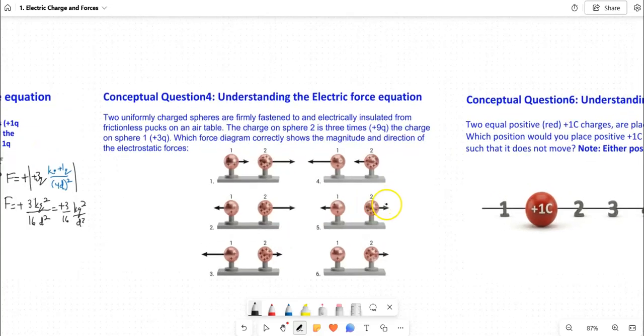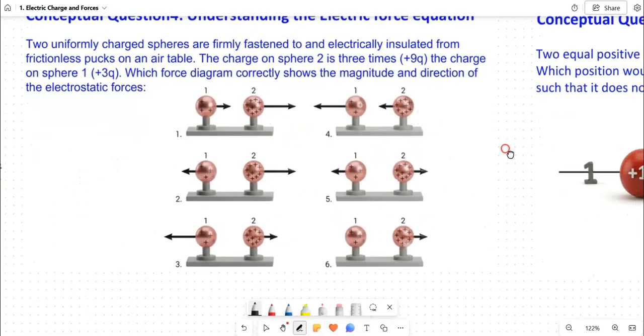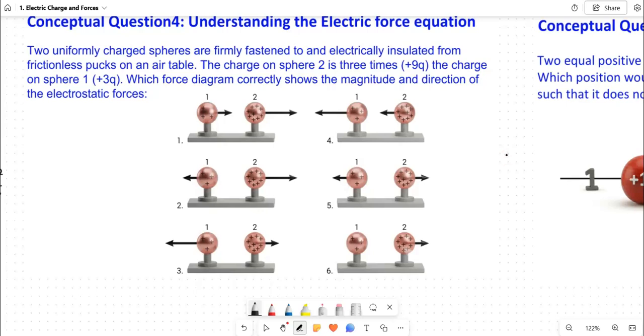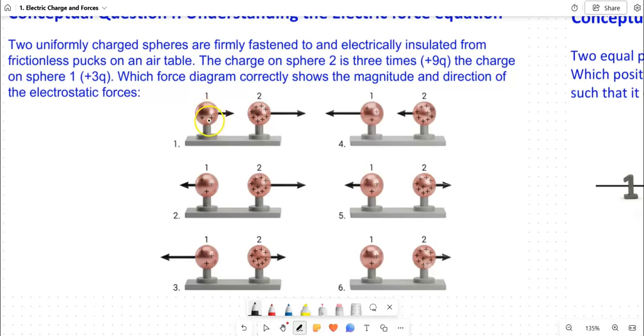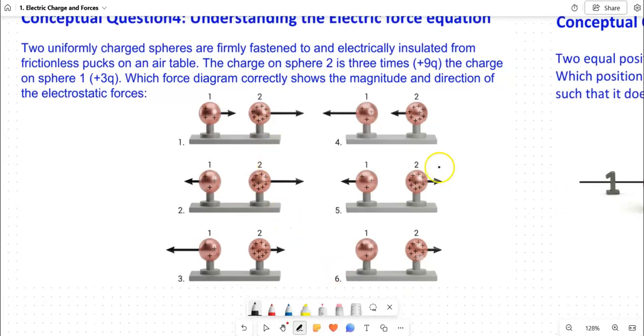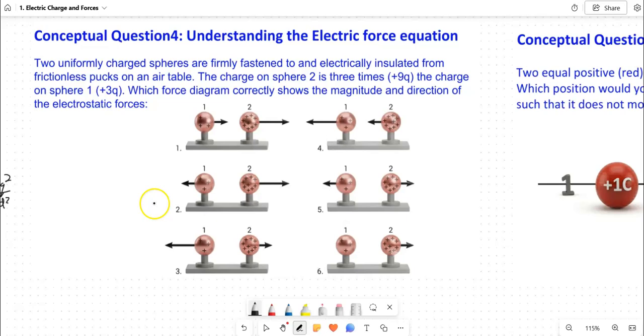All right. This is an offshoot of the last question. How are these force diagrams written? We have a positive 3q on the number 1 spheres in each case, and we have a positive 9q built up on the number 2 spheres in each case. Which one of these force diagrams is correctly drawn? Is it 1, 2, 3, 4, or 5? Pause the video now and try answering the question.